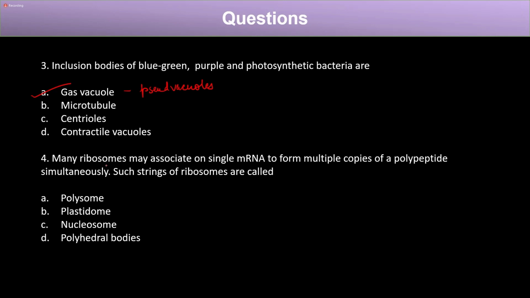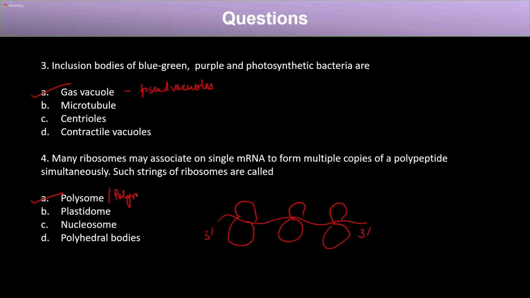And the next question is: many ribosomes may associate on a single mRNA to form multiple copies of polypeptides simultaneously. Such strings of ribosomes are called. So you remember, you have an mRNA, and you have multiple ribosomes attached to it. What is this structure called? This structure is called a polysome or polyribosome.